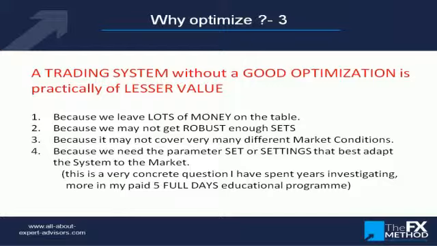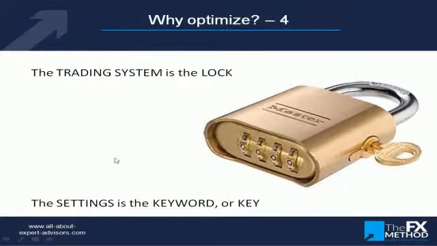So the main thing you need to understand is that there are two parts to this: the trading system and the set of parameters. And actually the next picture shows it very clearly. It's like having a lock. The trading system is the lock. The lock is great. It may be very robust, very metallic, very strong. But if you don't have the combination, if you cannot open it, it's not worth anything.